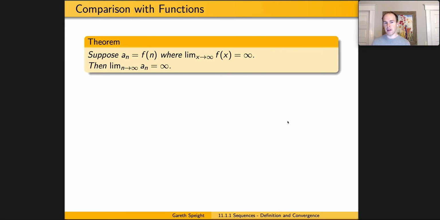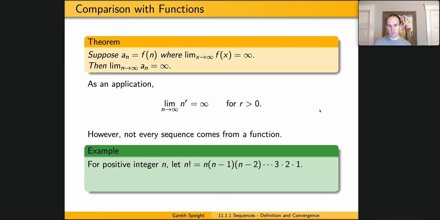Since some sequences come from functions, if we have a limit of a function being infinity, then also the limit of the sequence will be infinity. For instance, the limit of n to the r is infinity if r is positive, just because the same thing works for functions. The limit of x as x goes to infinity would be infinity. The limit of x squared as x goes to infinity would be infinity. So the limit of n squared is also infinity as n goes to infinity.